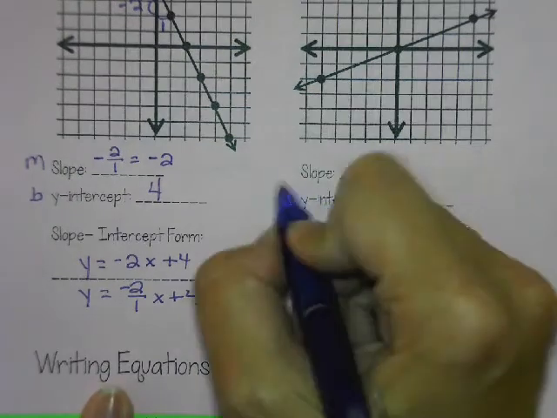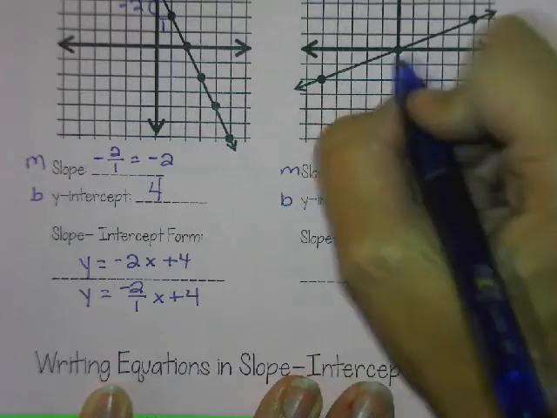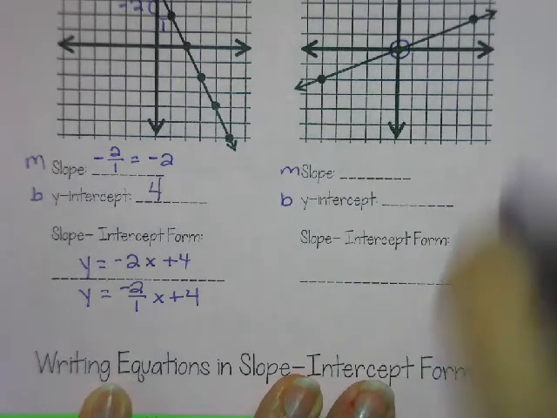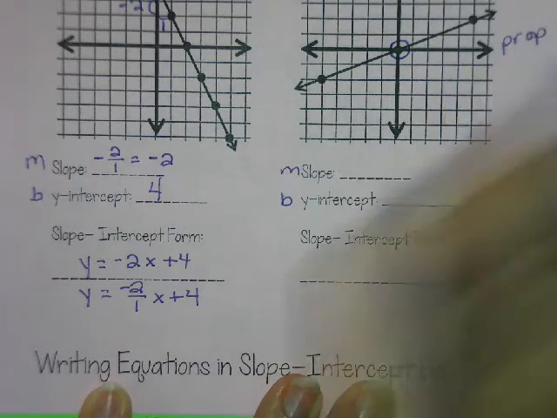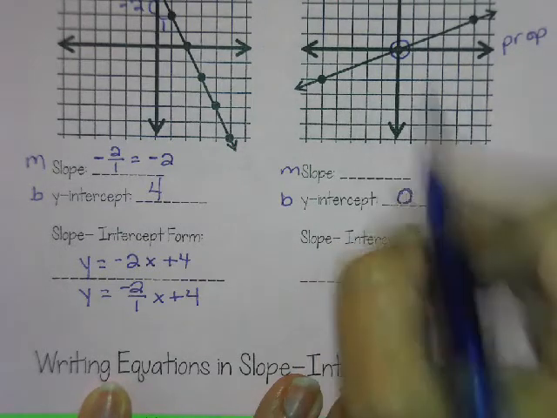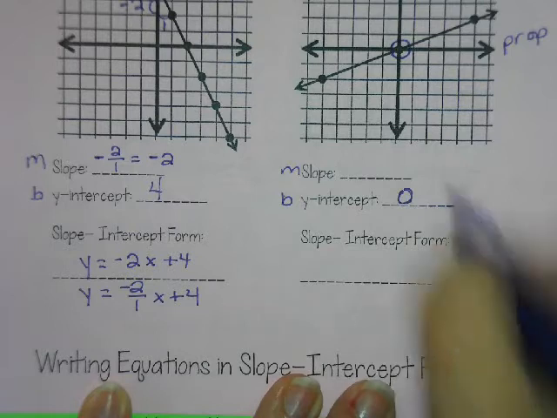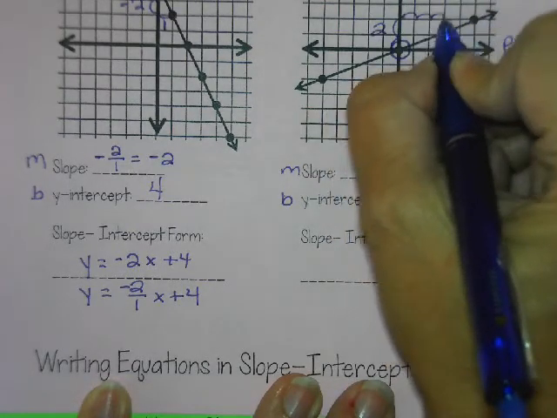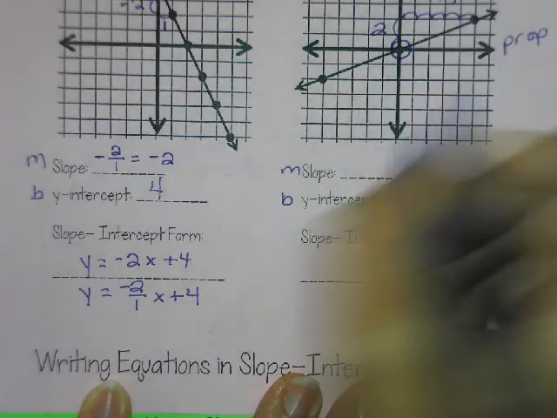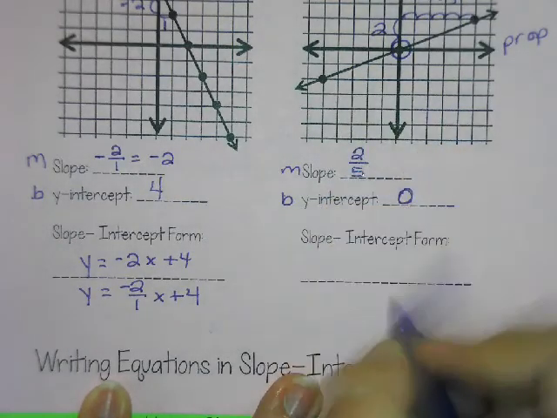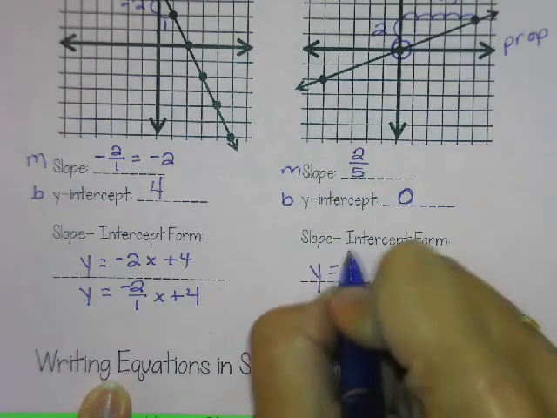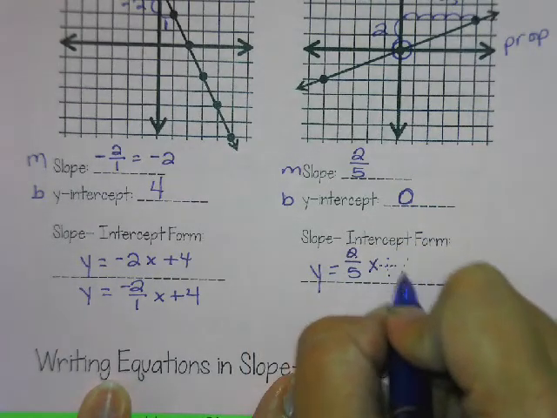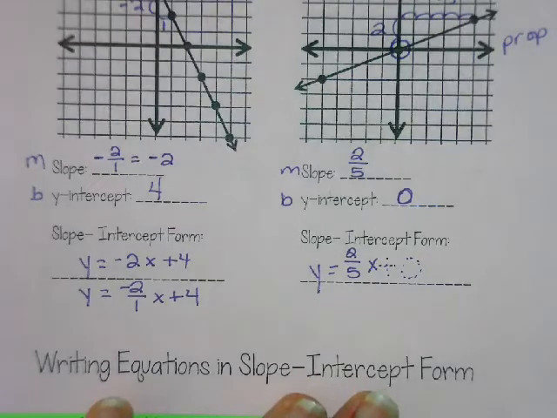On number 4, oh, look at that. This one is proportional. All our other ones were non-proportional. So this means that our b value is 0 because it goes through the origin. So our slope is rise 2, 1, 2, 3, 4, 5, 2 over 5, not 5 over 2. Y equals 2/5 x. You can put plus 0 if you want, but it's not necessary.